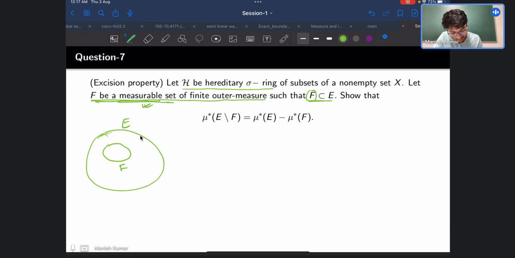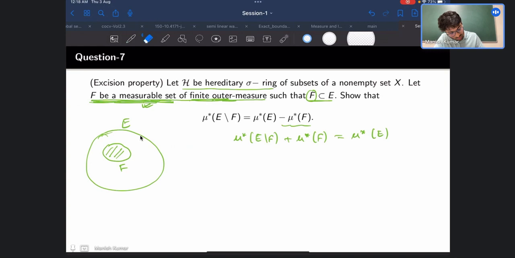This is the condition which was not there when we talk about measure, since everything is measurable there. So here we have to put the condition that F should be measurable, the one of small size. In that case, you have this relation. Obviously, the finiteness is required to move this term with a minus sign. If we don't have finiteness, then this is always true: mu star of E minus F plus mu star of F is equal to mu star of E.